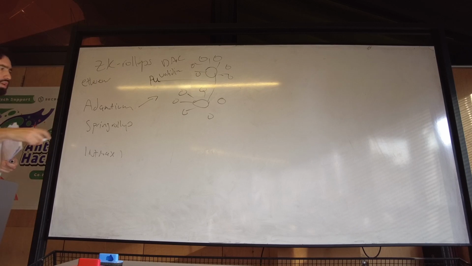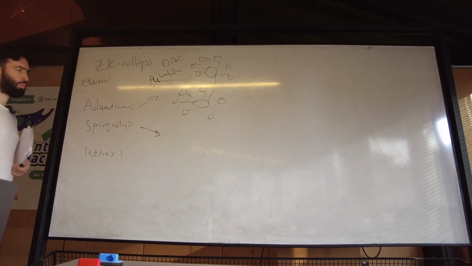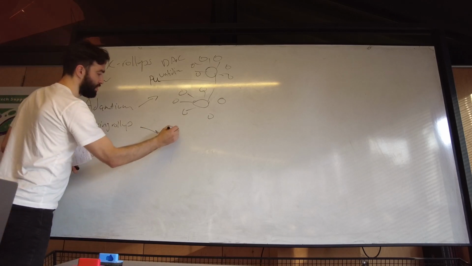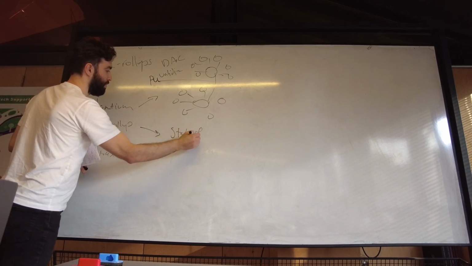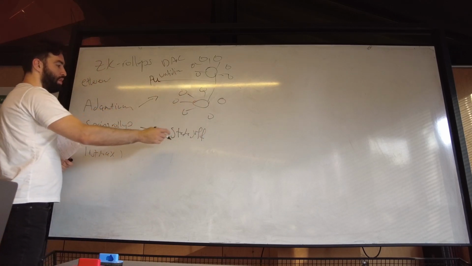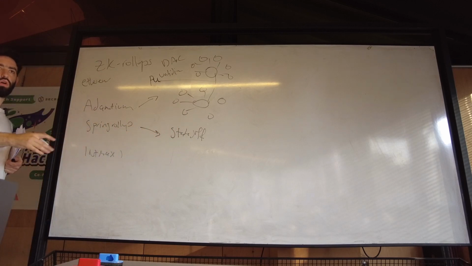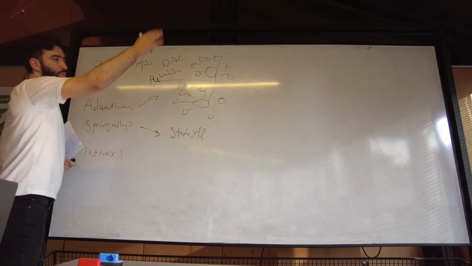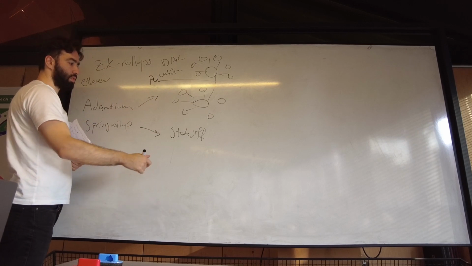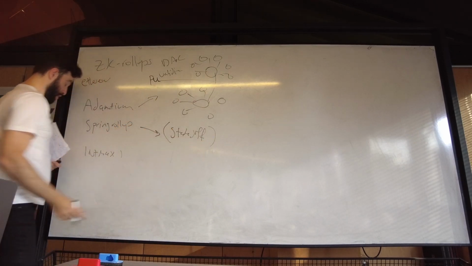Spring Rollup, I think the innovation in Spring Rollup was to do state diffs. So we have some state that's stored on the L1, and instead of doing the full aggregation of all the payments together and then posting it, we can just do state diffs.